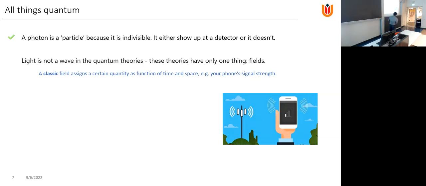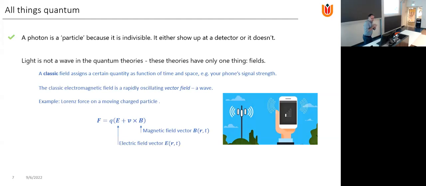And then light, in that sense, is not a wave in the quantum theories. In the quantum theories, we only have fields. In classic theories, we also have fields. A field is something that assigns a quantity as a function of space and time. So it could be, for example, the strength of your cell phone. You have a certain strength at a certain place in a certain time, and the mathematical function that describes that is your phone signal strength field.